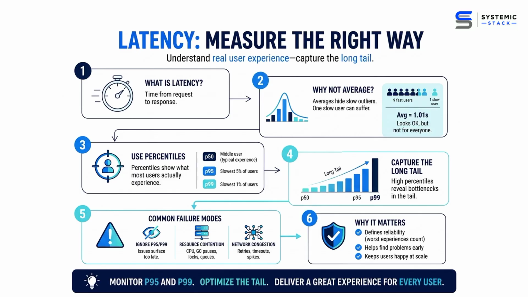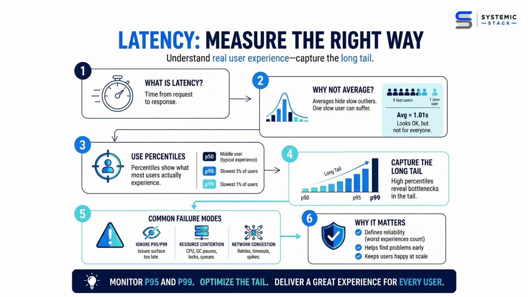Latency is one of the most common SLIs, but it's also one where people make the most mistakes. When we talk about latency, we are measuring the time it takes for a system to process a request. The biggest trap you can fall into in an interview is talking about average latency. Averages are dangerous because they hide the outliers. If 9 users have a 10 millisecond response and the 10th user has a 10-second response, the average looks fine, but that 10th user is having a terrible experience.